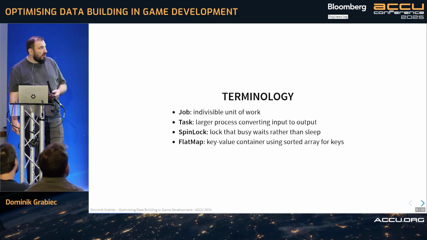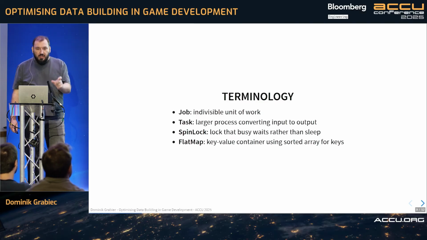The other thing is a bit of terminology. You get job, task. In this talk, I've tried to keep it consistent. So job means a small, indivisible bit of work. Effectively more of a function call, but something that you start and end. Whereas a task is a larger process which combines many jobs. Some can be run in parallel, like a parallel for or something like that, to do some sort of larger processing.